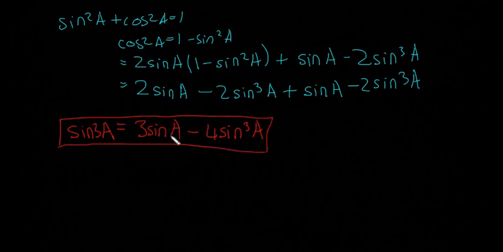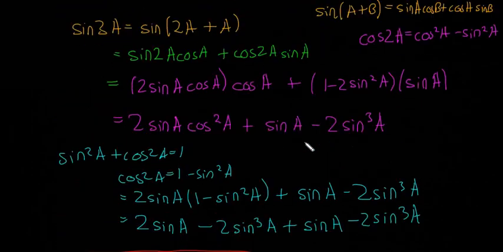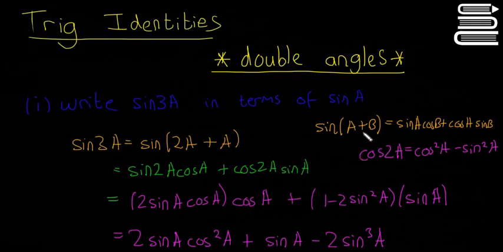So this is 3 sine a, and this is 4 sine a cubed, or sine cubed a is another way of writing it. Okay, so that's how to do that question. Like I said, it's not exactly easy. You have to just practice a lot, know all the different identities, so not learn them off, but know when to use them, and then hopefully use them in the right place.